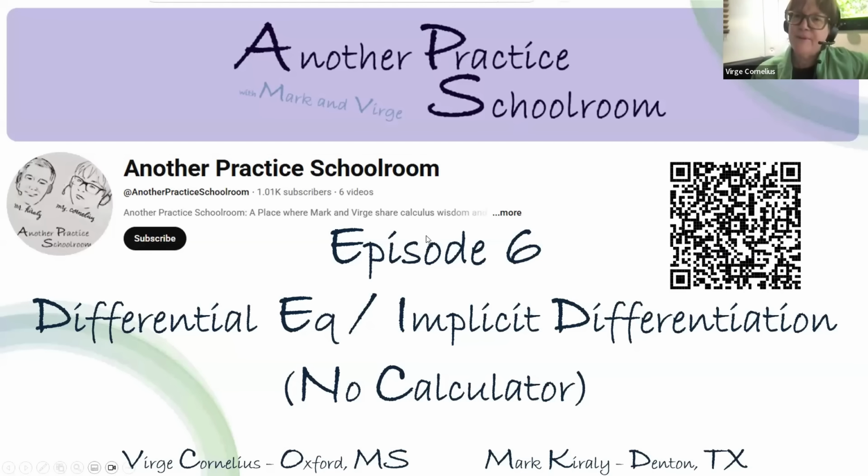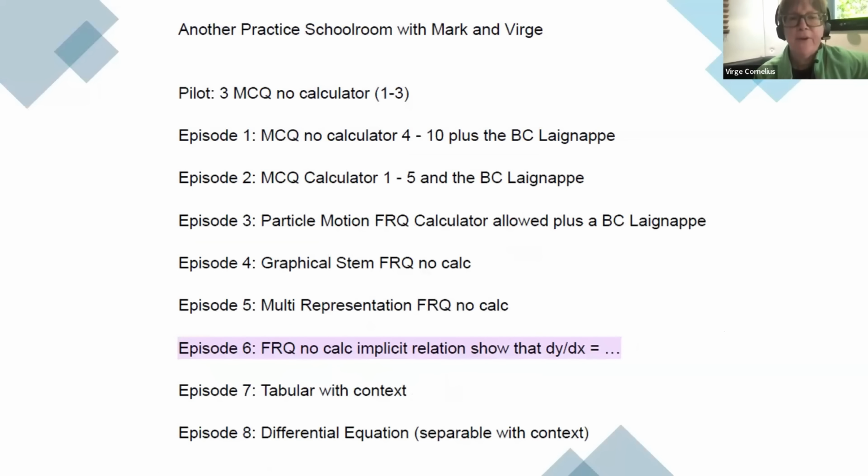We've talked about what we're going to be doing for the next couple of episodes. So, here we are, episode 6. It's a standalone, so if you haven't watched anything else, that's totally fine. Then we plan on doing a tabular problem with context and then a separable differential equation, maybe with context, maybe without. Those are up in the air, and we will release those as soon as we get them written for you. And episode 8, for sure, will have a BC problem. We don't have one today, but this is still super relevant. 60% of that BC test is AB, so hang with us, our Calc BC friends.